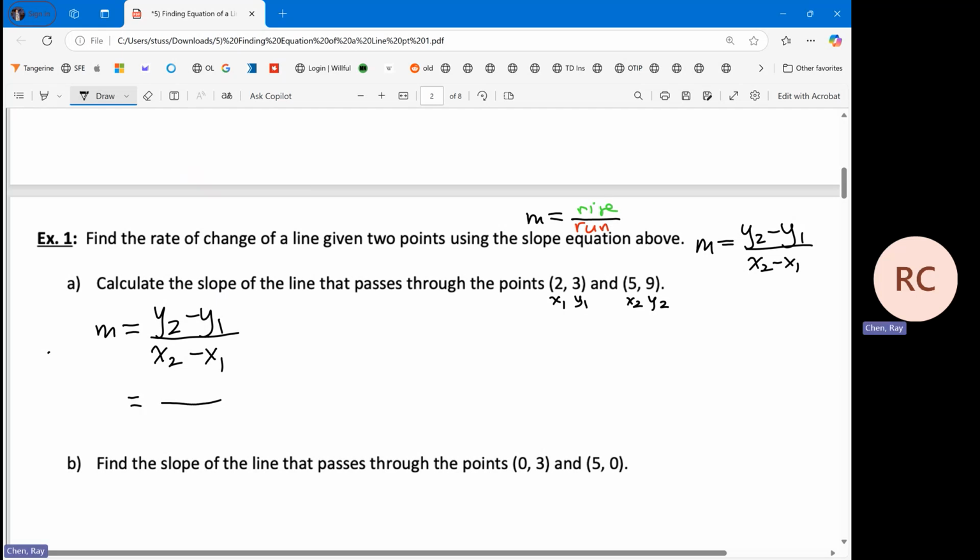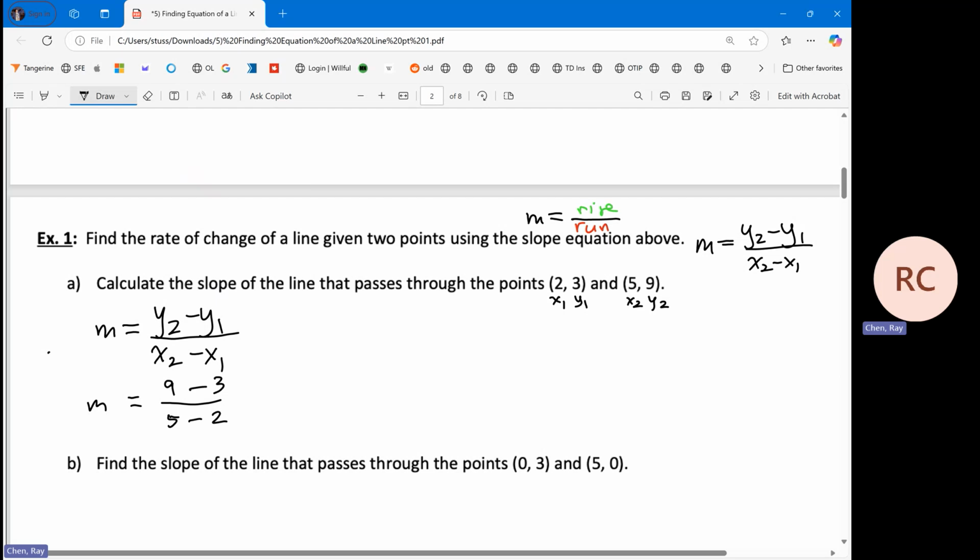In terms of the rise, I'm going to take the difference of the y-coordinates, in this case y2 minus y1. In this case, notice it's 9 minus 3. In terms of finding the changes in x, or the run, I'm going to do x2 minus 2.